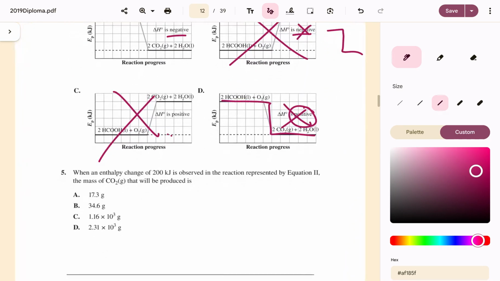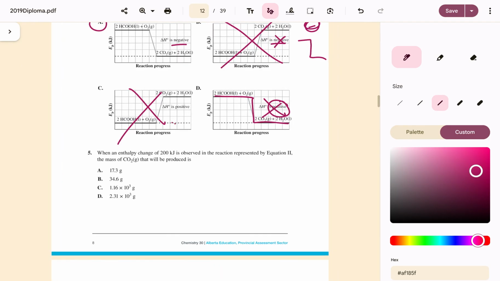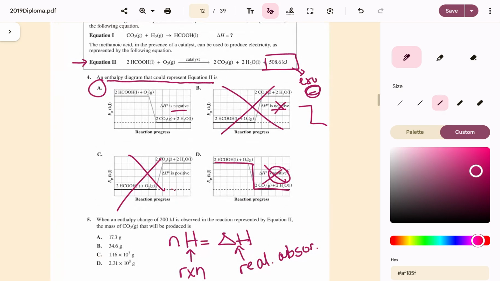Now, moving on from here, we're asked: an enthalpy change of 200 kilojoules is observed by the reaction represented by equation 2. What mass of CO2 would be produced? So in this question, we're using the formula nΔH equals ΔH. And this gets confusing because this ΔH comes from the reaction. It's a molar enthalpy, so we'll divide by the amount of moles we're talking about. And this ΔH is the heat that is released or absorbed by a reaction. So when we're filling in our information, we'll need to pull out the value from equation 2 and then divide by the amount of moles, which is 2.